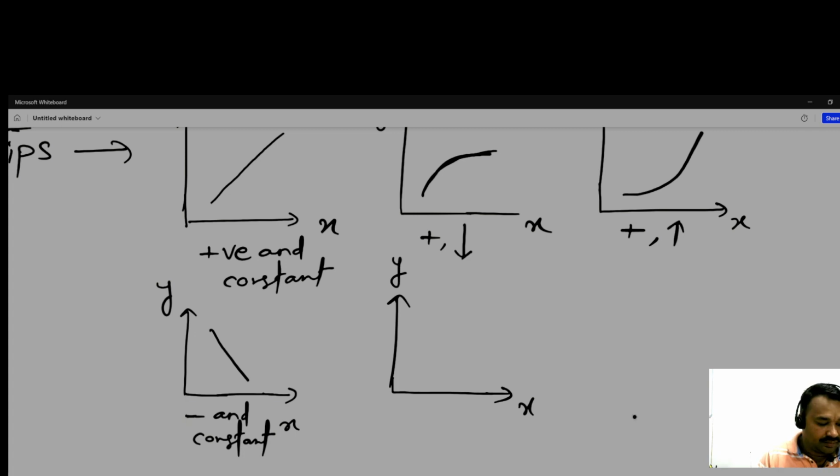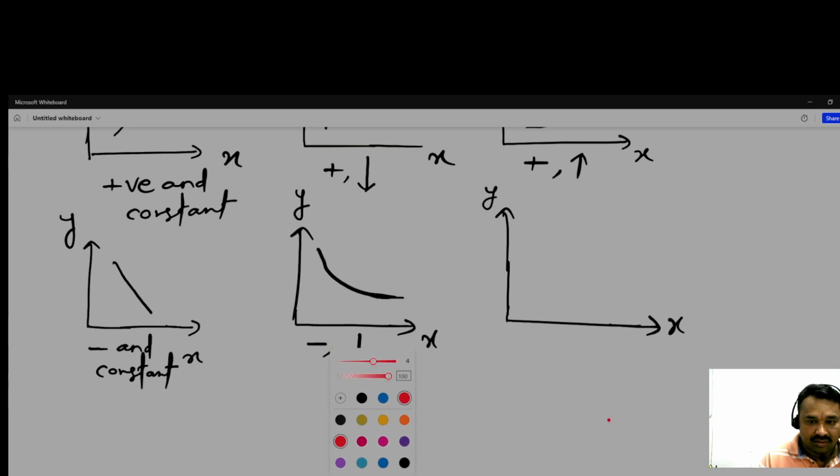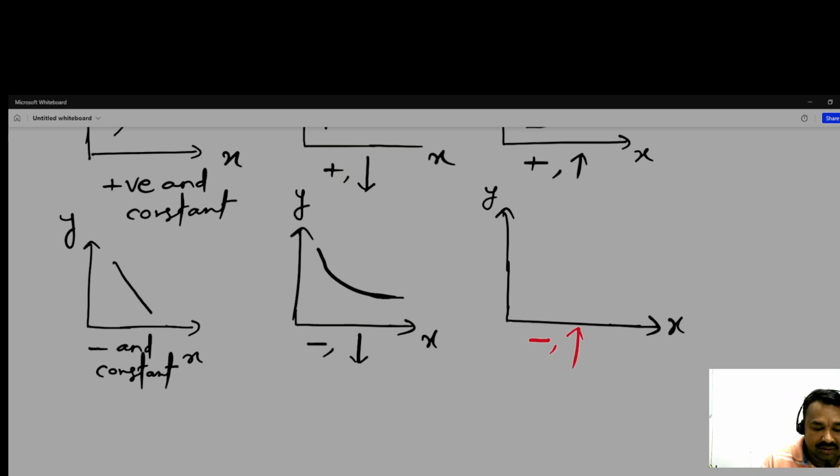X, y, and magnitude is negative, and it is decreasing. Then this one. Okay, here magnitude is, it is x, y, x, y, and magnitude is negative, and it is increasing. Then we opt this one.